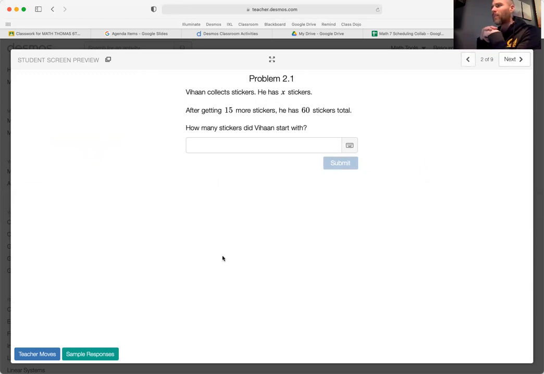Vihan collects stickers. He has X stickers. So that's just a way of saying we don't know how many stickers he has. After getting 15 more stickers, he has 60 stickers total. How many stickers did Vihan start with? All right, well, let's see here.